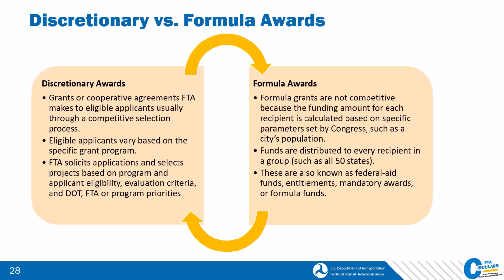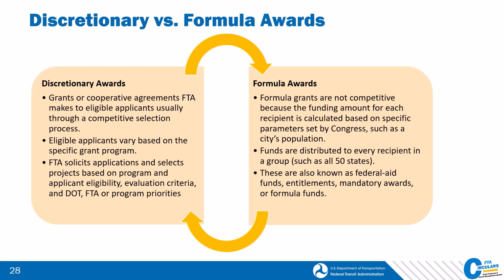Authorizing statutes typically outline requirements for a financial assistance program to provide discretionary or formula awards. Discretionary awards are usually made through a competitive process with requirements outlined in a NOFO, which is a Notice of Funding Opportunity that outlines applicant requirements, evaluation criteria, and funding priorities. FTA awards competitive grants and cooperative agreements.